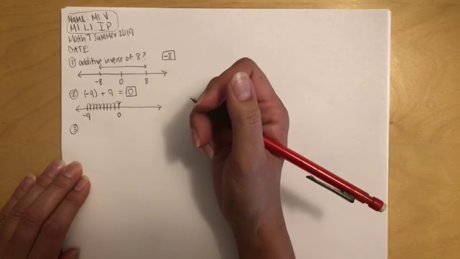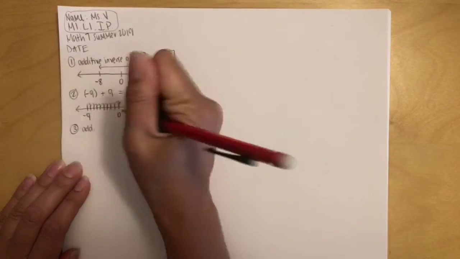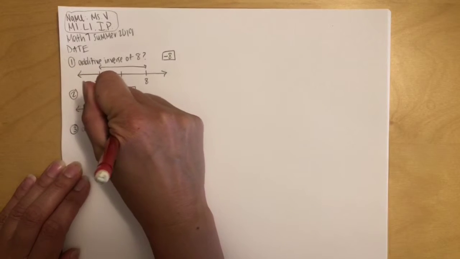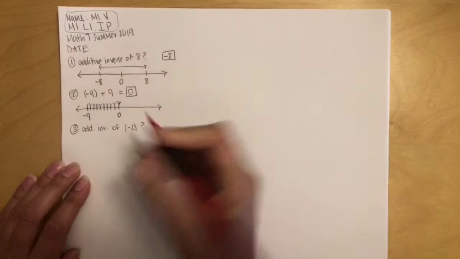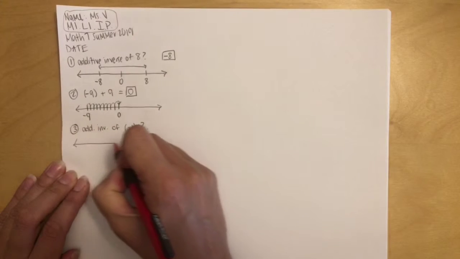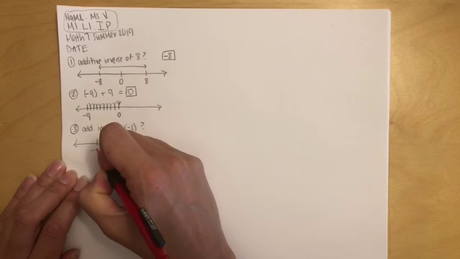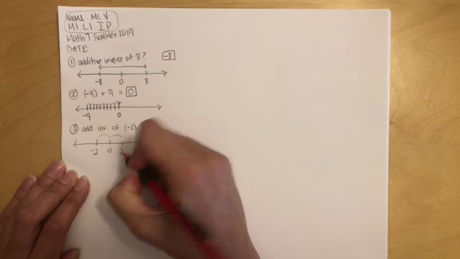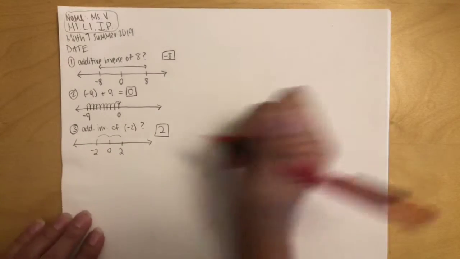Number 3, the additive inverse of -2. I'm just going to simplify it to add inv of -2. Now I'm going to prove my answer. So the opposite of -2 is +2. So my answer is +2.